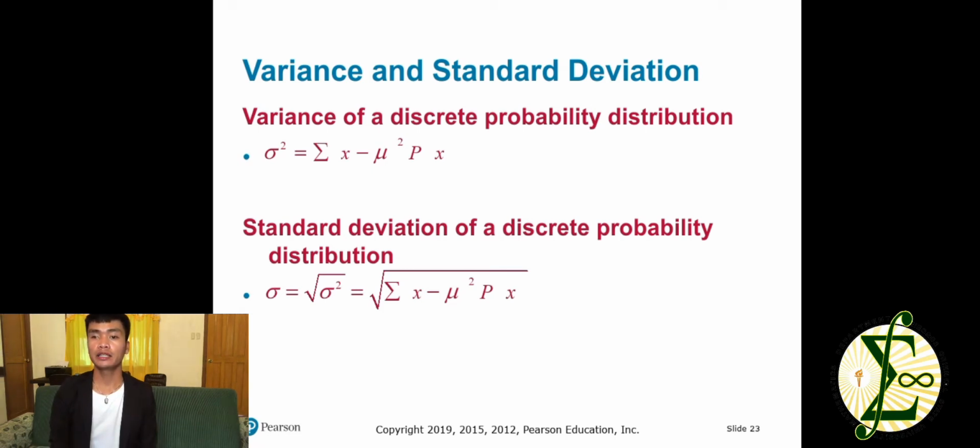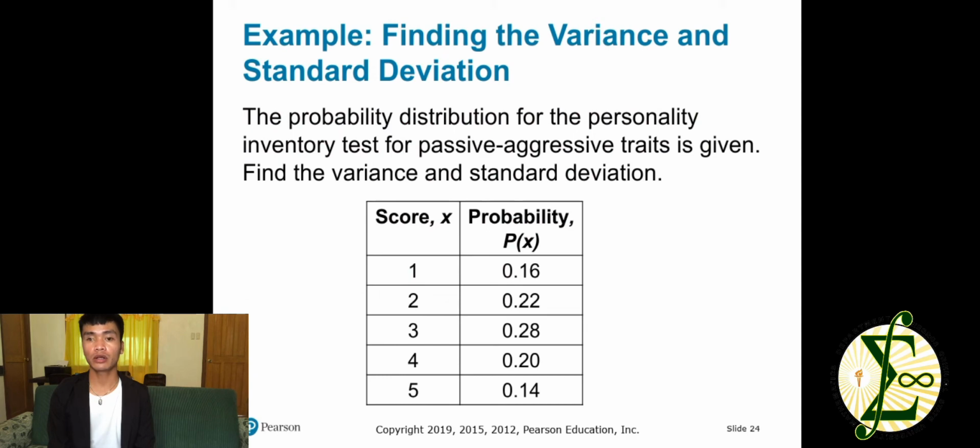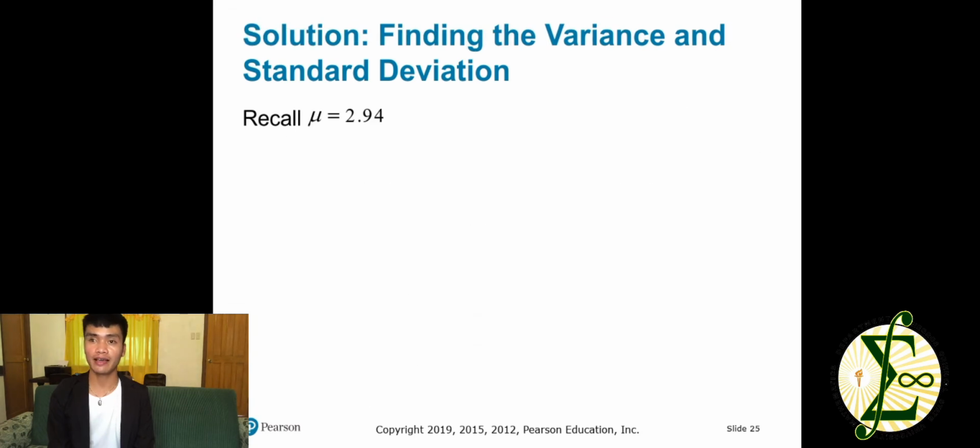The probability distribution for the personality inventory test for the passive aggressive traits is given. Find the variance and standard deviation. Using the same data with our previous example, we have solved that our mean is 2.94. So in finding the variance, we should find the difference between the x and the mean. Then this difference will be squared and then multiplied by the probability.